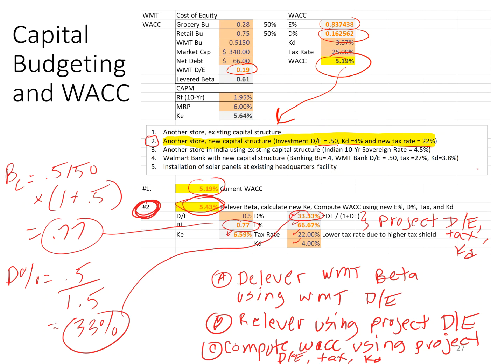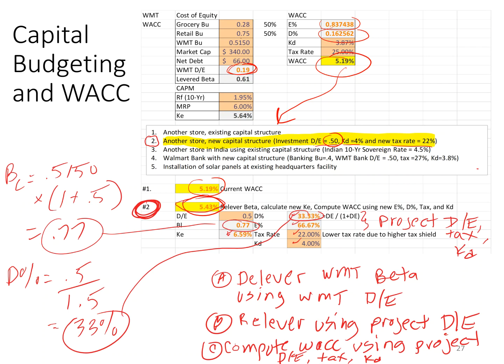This new store is going to have a different capital structure. So the new store's D/E ratio is 0.5. The existing D/E ratio is 0.19. So this new store is going to actually have more financial risk than the corporation.